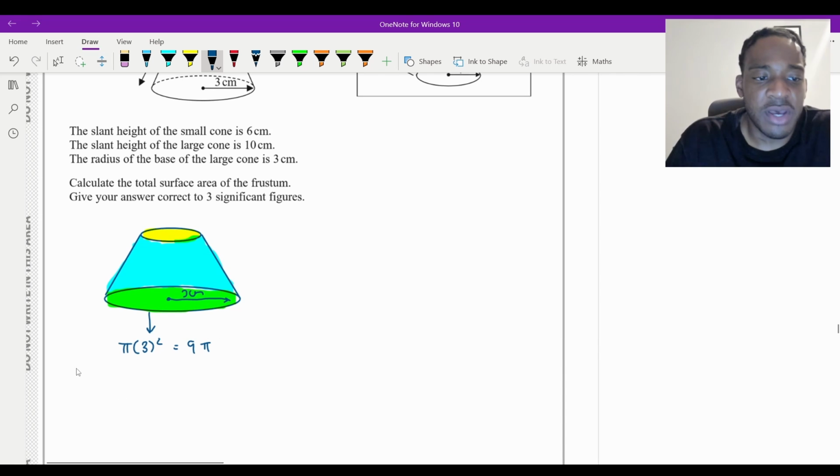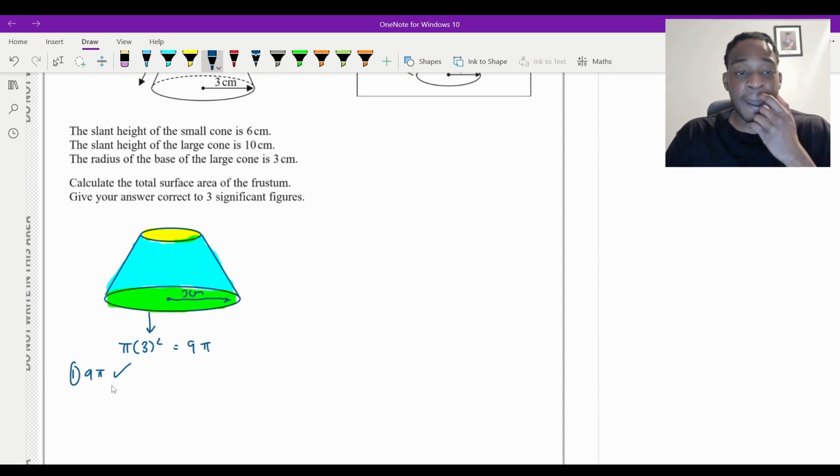So I'm going to just put this here. I'm going to put number 1. This is 9 pi, like this. Perfect. Now, we need the circle on the top and the curved surface area in the middle.